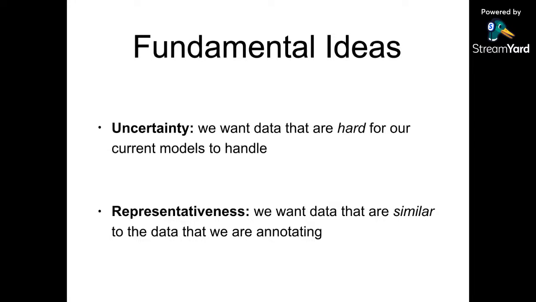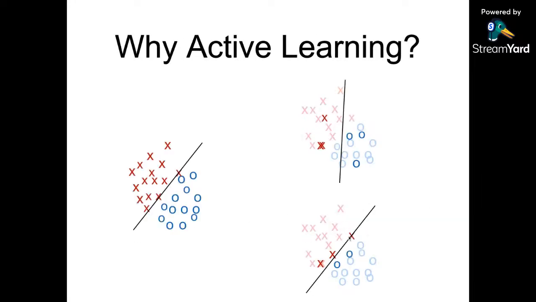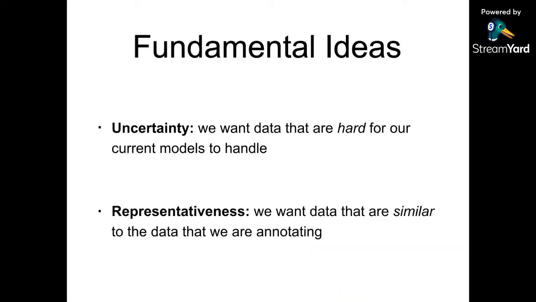There are two fundamental areas: uncertainty and representativeness. Let's suppose in this figure, in the bottom row, the hard examples are those which are close to the decision boundary. If we classify those hard examples, then we can classify every data point. That is called uncertainty: we want to choose the hard samples.